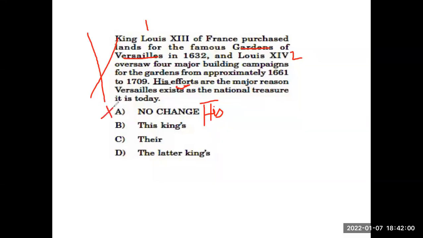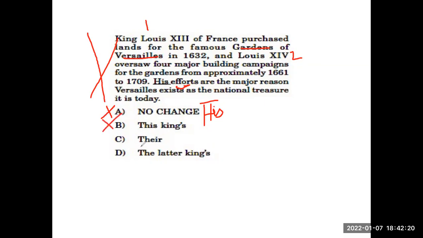Whenever there's an ambiguity, whenever there is a doubt over which noun the pronoun is referring to, it's not going to be correct. Option B says this kings. Again, same problem. Which kings? The first one or the second one? Again, no clarity. Therefore, B is out.